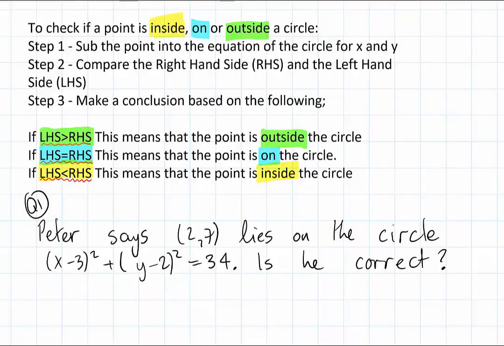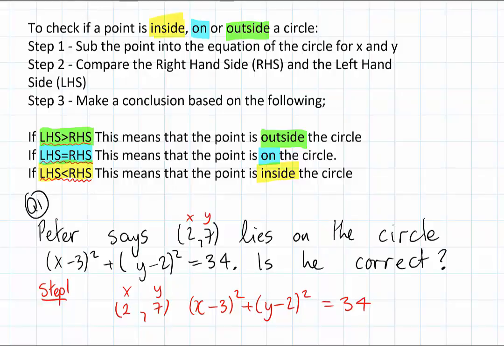So if we have a look here, Peter says that the point (2, 7), so this is x and this is y, lies on the circle (x − 3)² + (y − 2)² = 34, and we want to find out is he correct. So what we're going to do here is go straight for step 1 as above. We're going to sub in x to be 2 and y to be 7 into this equation here. And we're going to investigate then what do we get when we work it out.